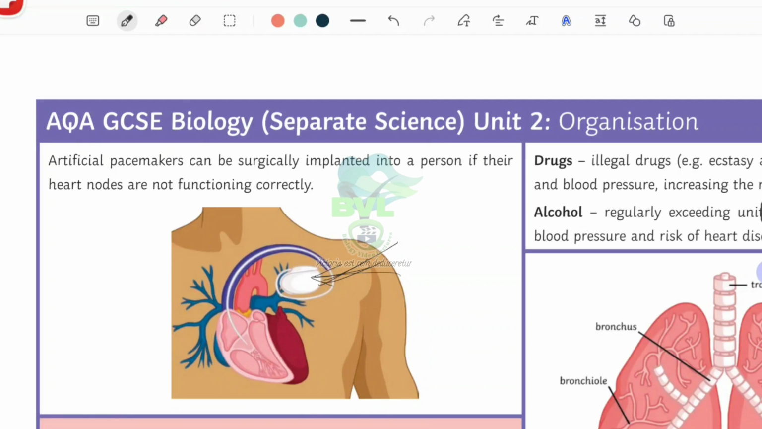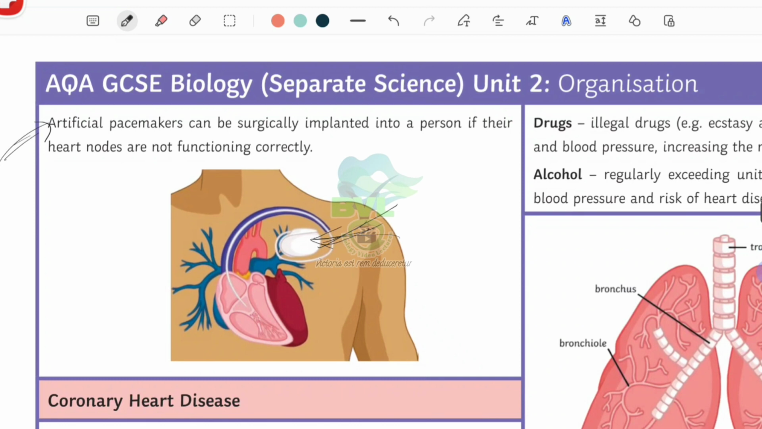So here is the artificial pacemaker I mentioned. In case the natural SA node and AV node are not working properly, this is what we have. It is made with lithium batteries, so it can last 5 years, or I don't know, it depends on how it is made. It will be supplying the heart with electrical signals for it to contract.